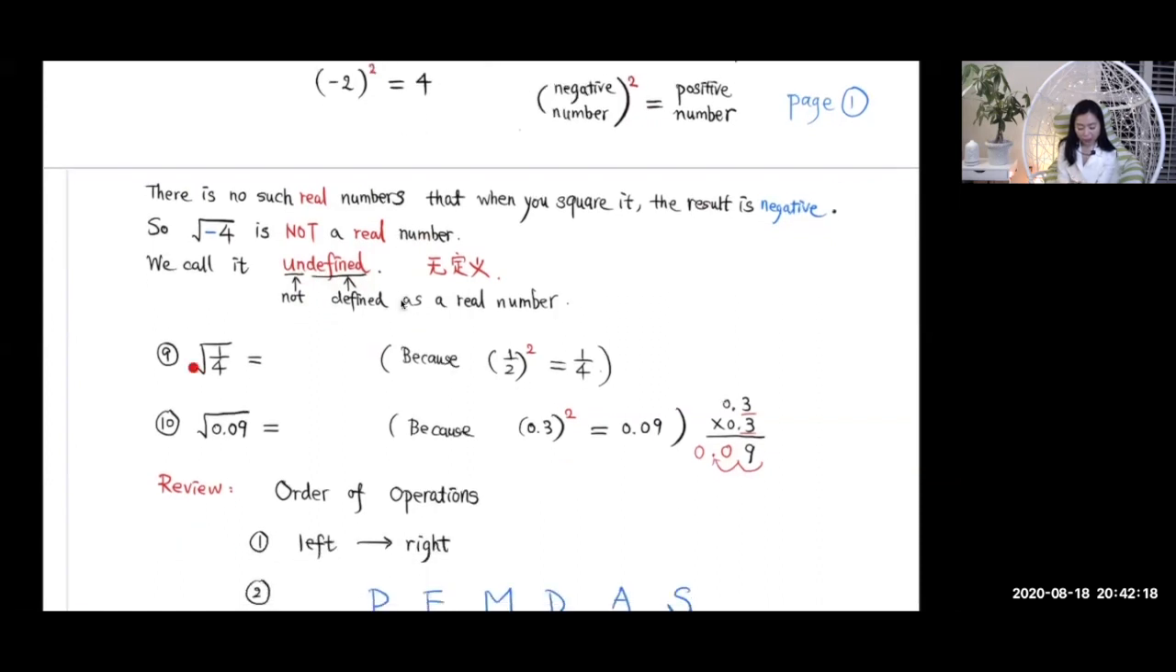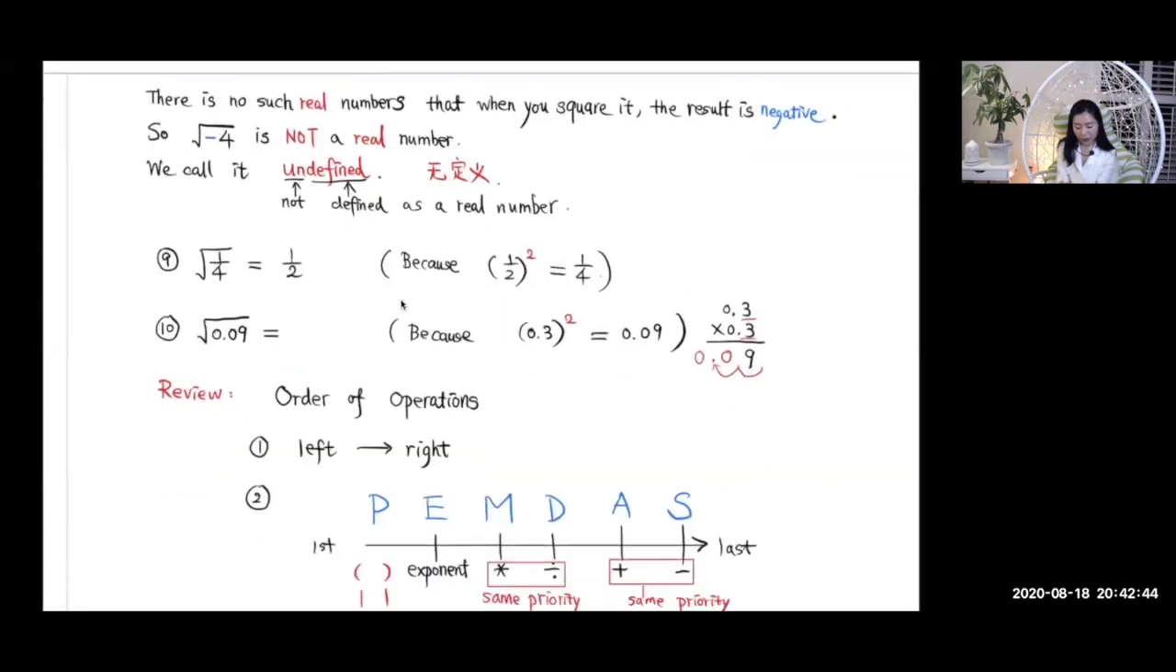Now the next one is the positive square root of 1/4. Then you need to think what number, when you square it, equals 1/4. Well, 1 half. 1 half times 1 half gives you 1/4. So 1 half is the positive square root of 1/4.